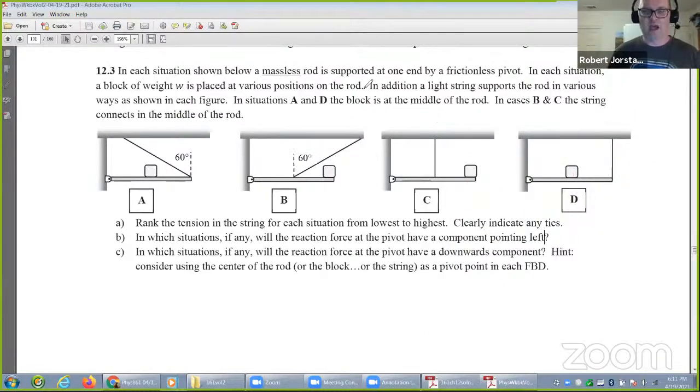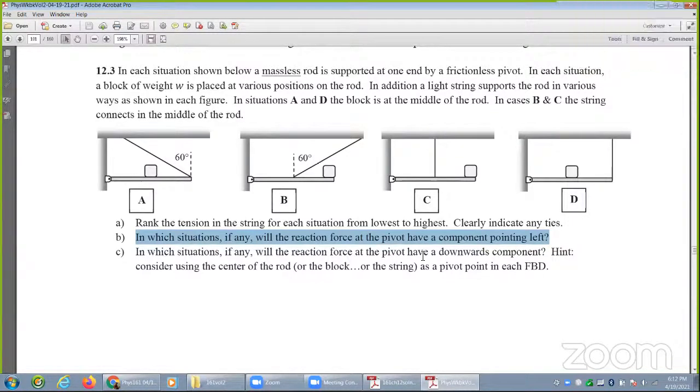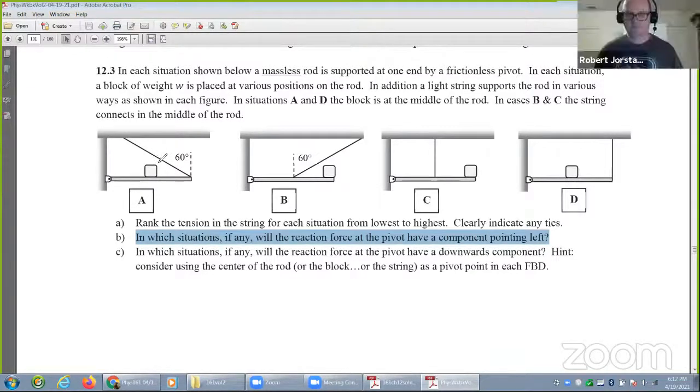All right. So how about in which situations? Sorry, let's do part B. In which situations, if ever, will you have a reaction force at the pivot pointing left? Under what circumstances can you have a component pointing left at the pivot? A, B, C, or D, or none of them? Would it be A? Let's think about it. The string is pulling this way, right? There's the tension. Is that string going to push the pivot into the wall, or is it going to pull it away from the wall?